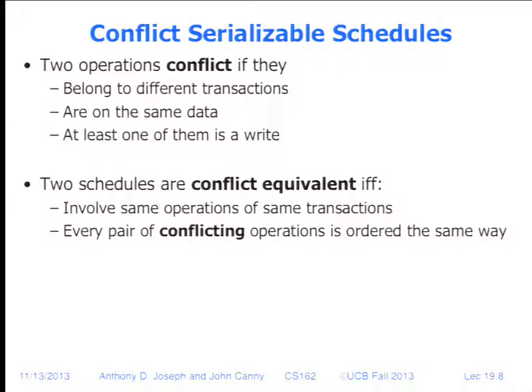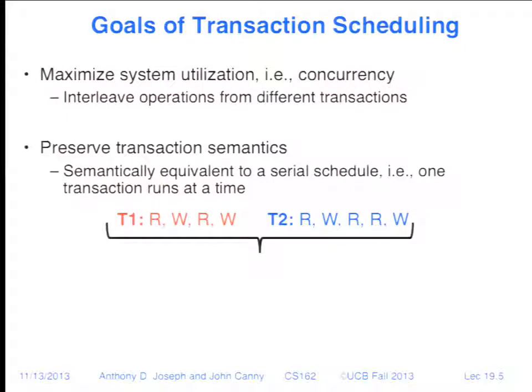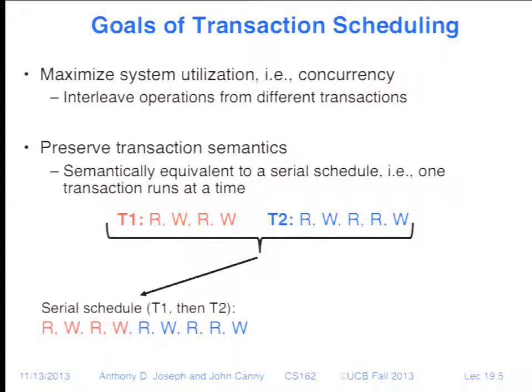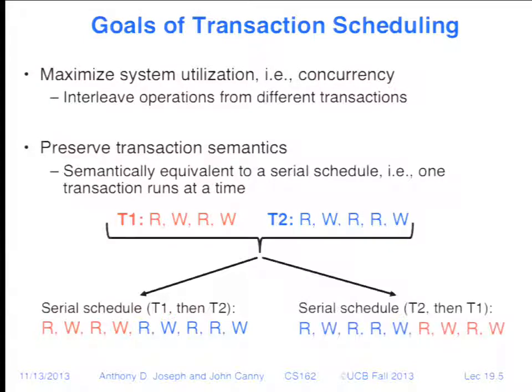So by swapping the non-conflicting ones, that implies that the conflicting ones are staying in as much concurrency as possible without violating the transaction semantics. And as we discussed last time, here are two transactions that you want to execute. A serial schedule simply puts one before the other, and both orderings will give you consistent results because the transactions give you consistency.